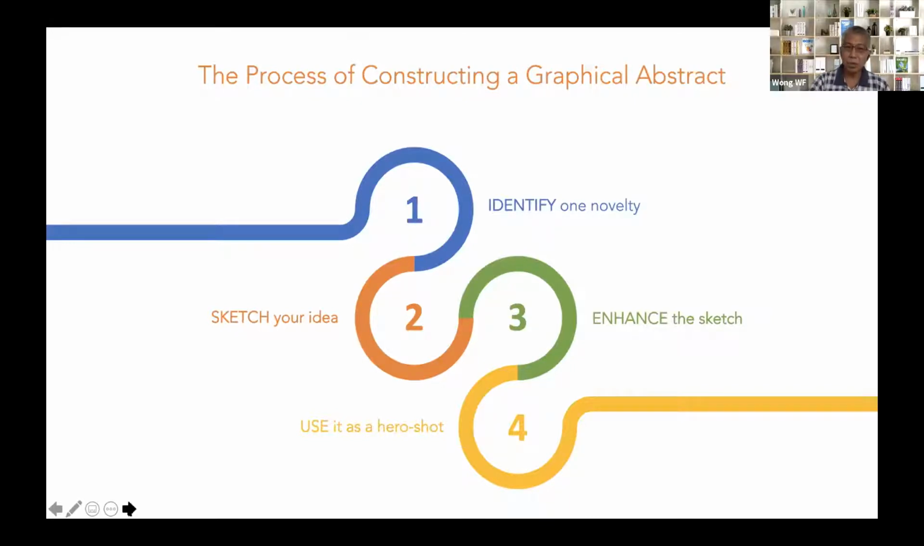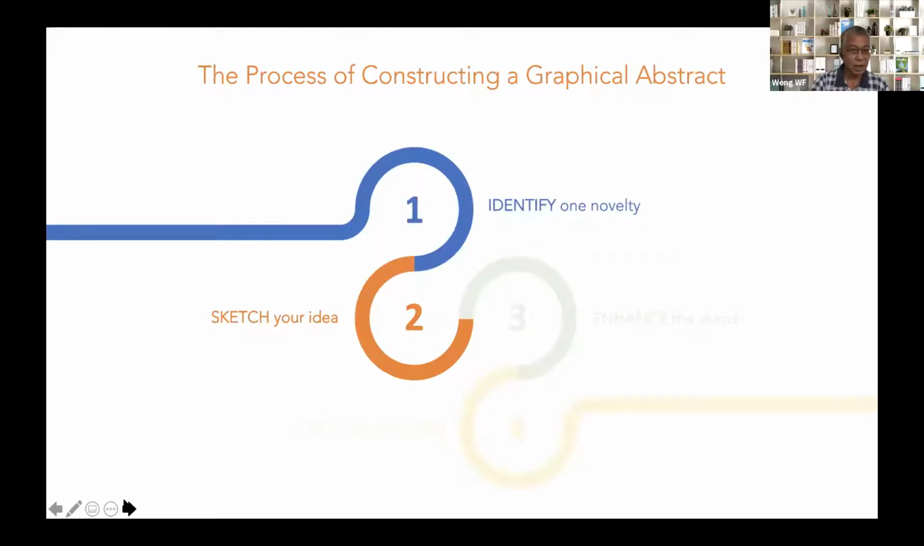Now, I'm going to go through this in 2 parts. I will focus firstly on identifying the novelty and how to sketch the idea as one section, and steps 3 and 4 will combine together as the second part of it.